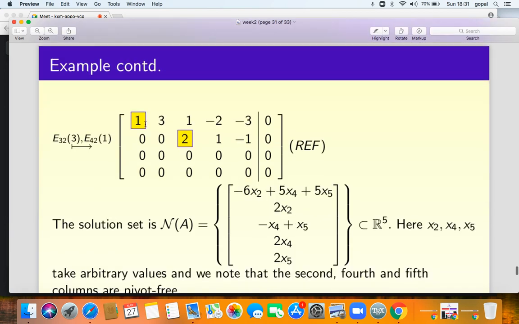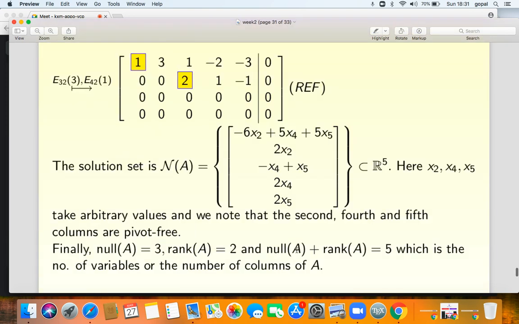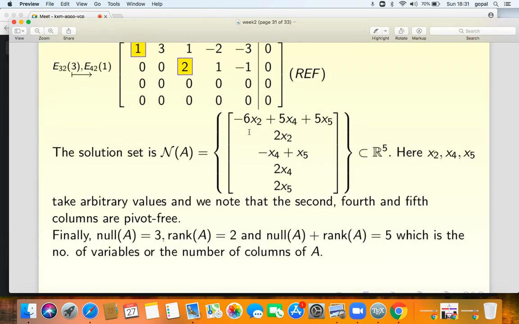So what is the rank of the matrix? It's 2. What is the nullity of the matrix? 3. How many free variables are there? 3. Which are they? x2, x4 and x5. Push x2, x4 and x5 to the right hand side and solve, and you get the null space. If I assign x2 the value 1 and x4, x5 the values 0, 0, you'll get one element. Then take x4 to be 1 and x2 and x5 to be 0, you get another one. And finally you take x2 and x4 to be 0 and x5 to be 1, and you get a third one.